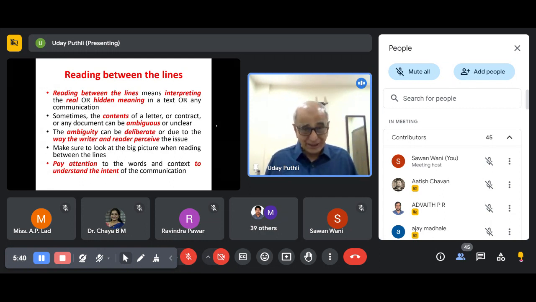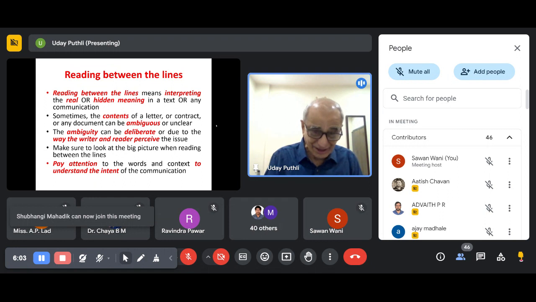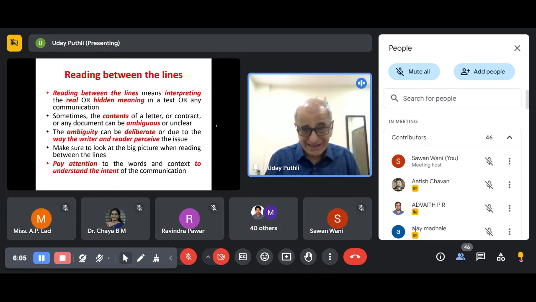Therefore, it is necessary for us to find out what is the meaning that the author wants to convey. And there can be ambiguity in the contents of the letter, contract, document, in your case, the book or the paper that you're reading. Ambiguity comes when language is unclear, when a word or sentence can have two different meanings. Like we saw that case yesterday where the word draw had two different meanings.